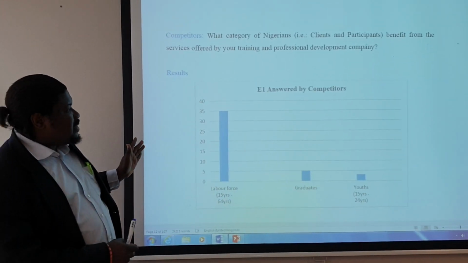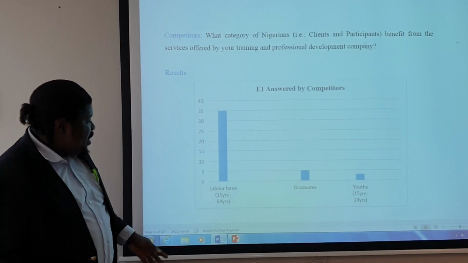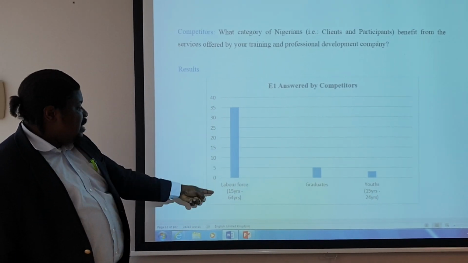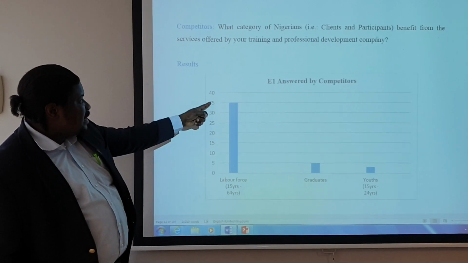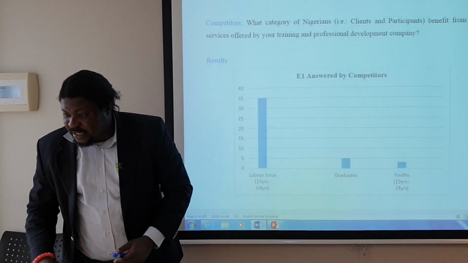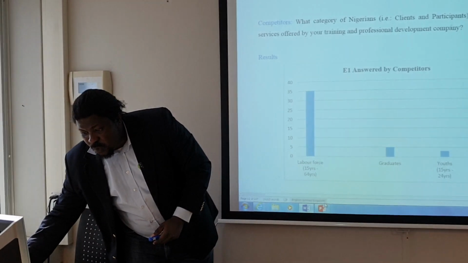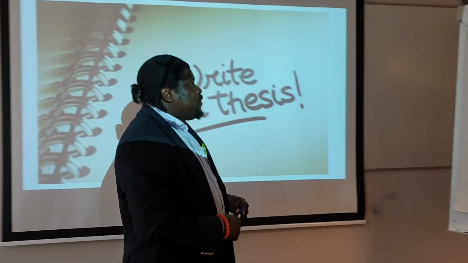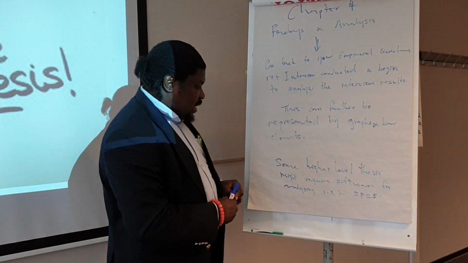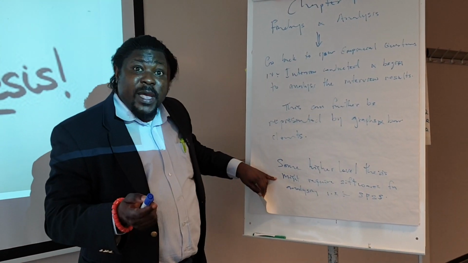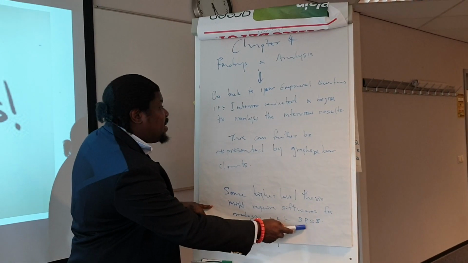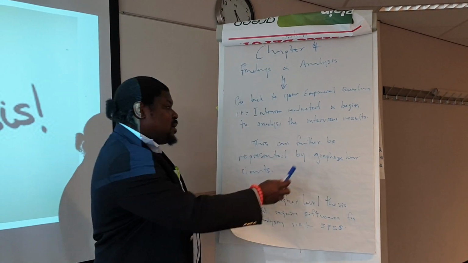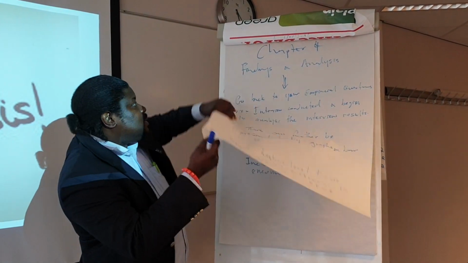And this student has analyzed that with a graph, and you can see that the category that benefits, the answer there is the labor force. As you can see, that has the highest number of percentage. So these are the kind of things that you will be putting together in your chapter 4. Okay, for some high-level thesis that may require software for analyzing, and such software may be the SPSS. But you can analyze your interview results using graphs and bar charts.